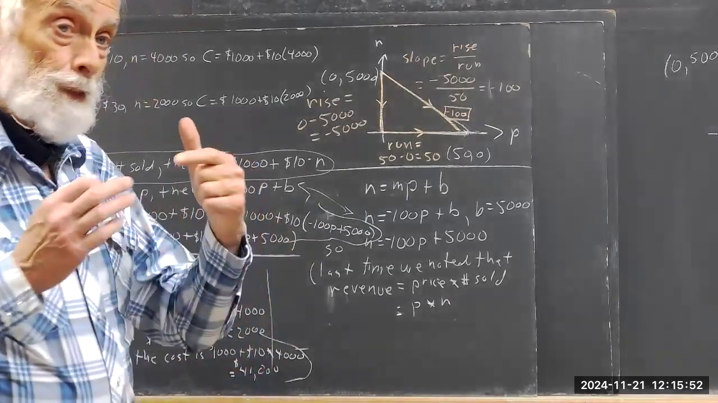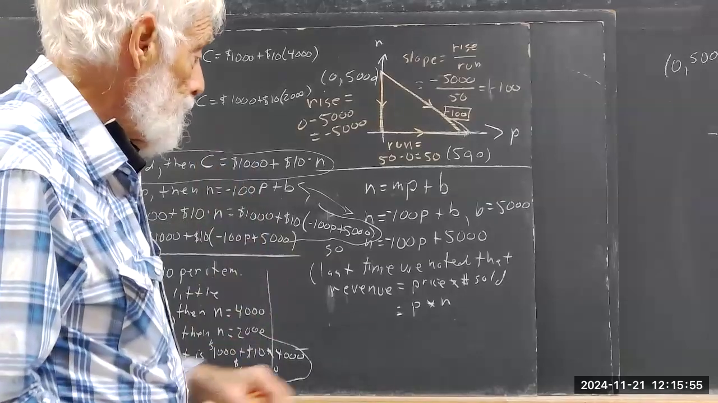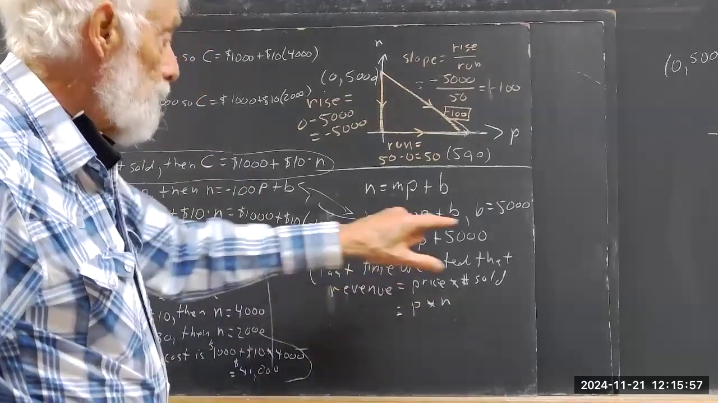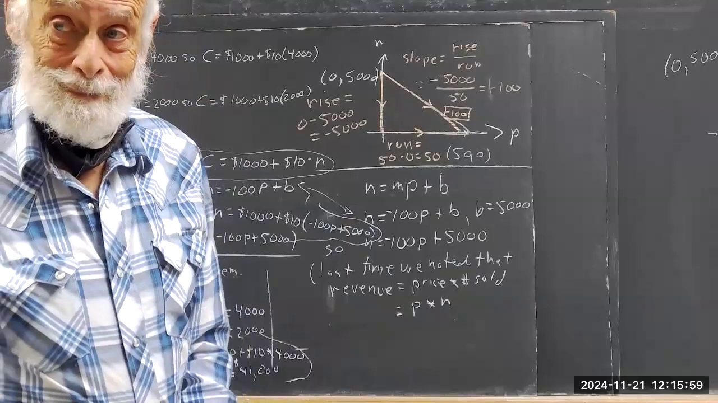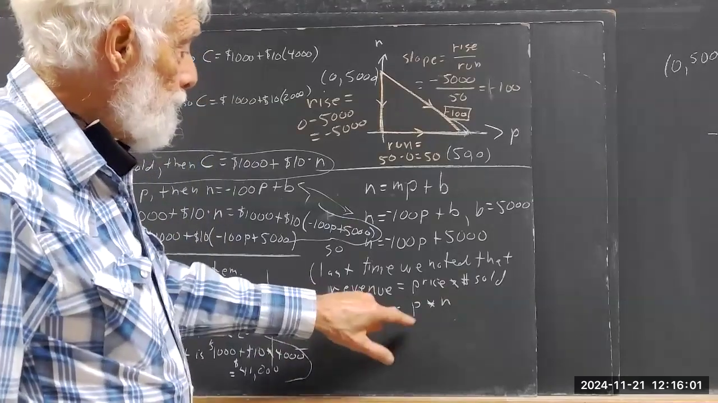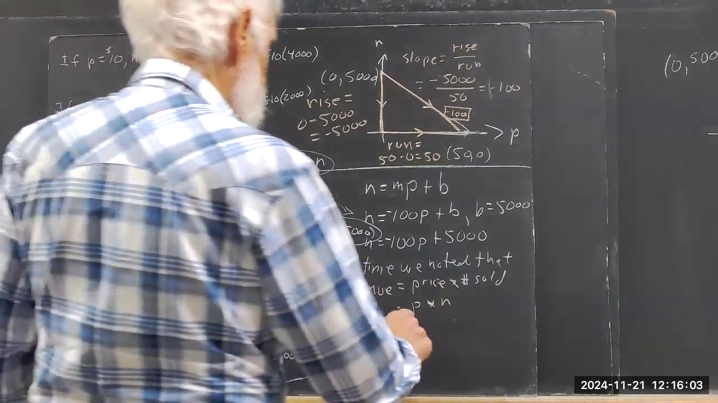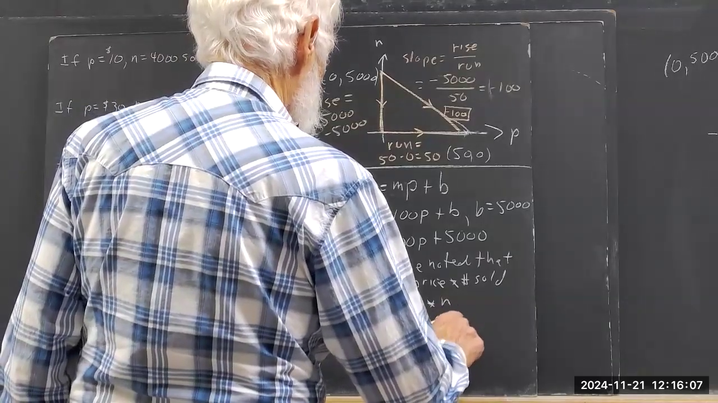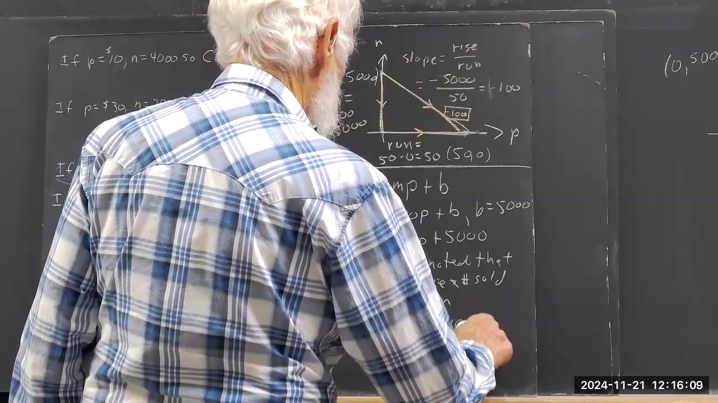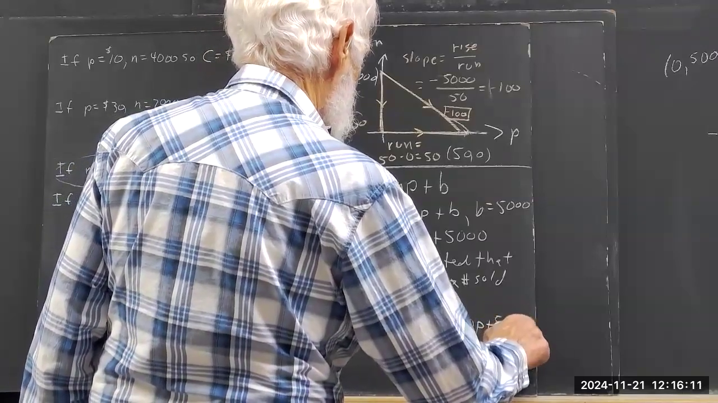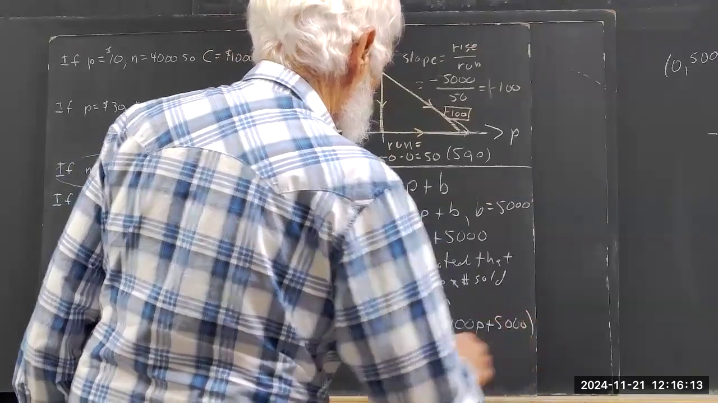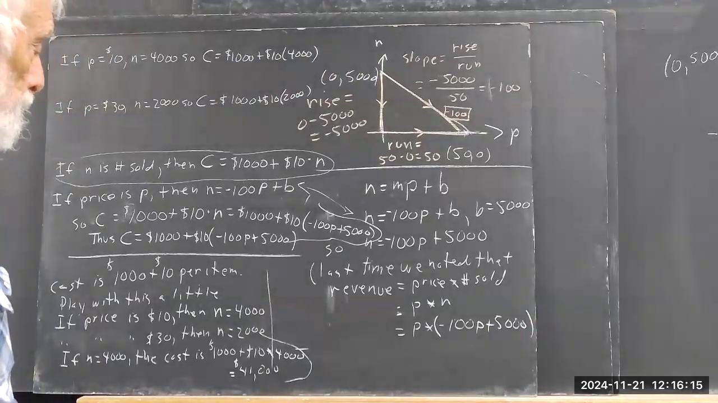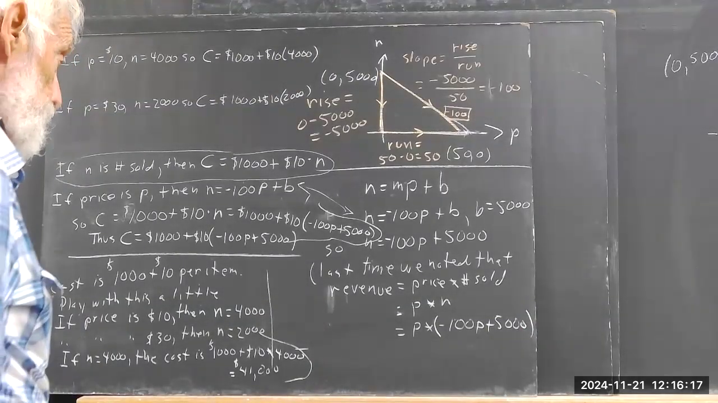Okay, hopefully you paused and figured it out. N is negative 100 P plus 5,000. So if the revenue is P times N, we get this. And there's our revenue.